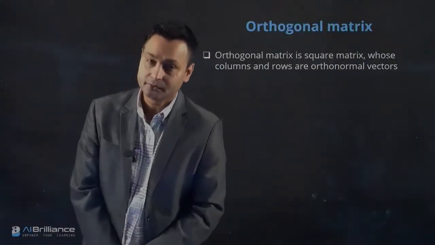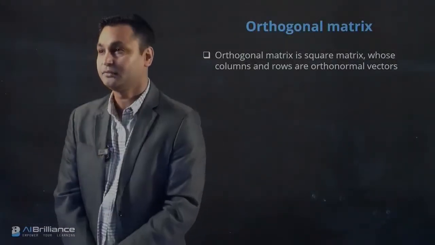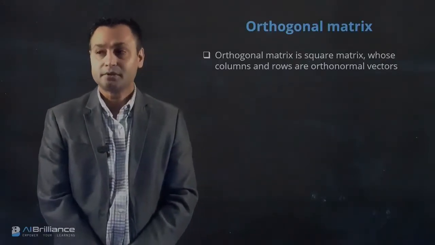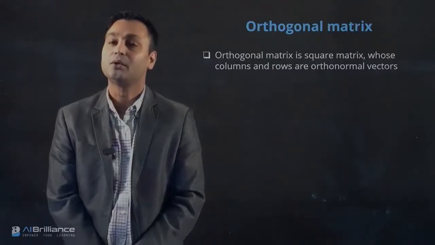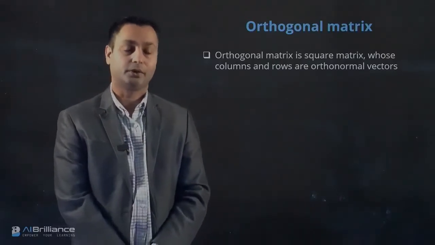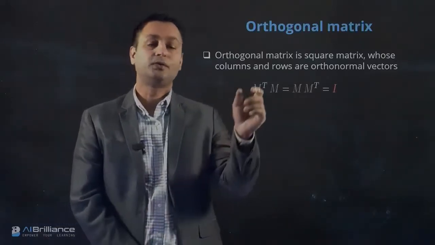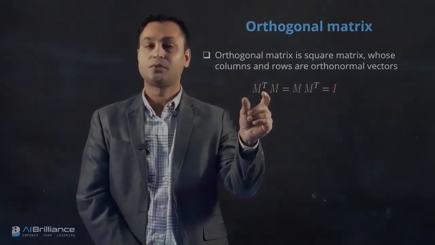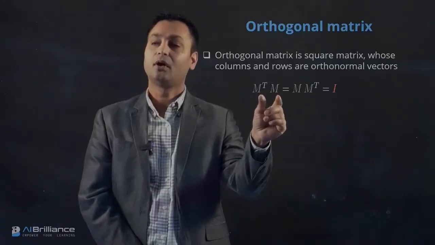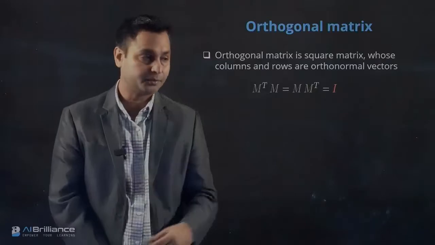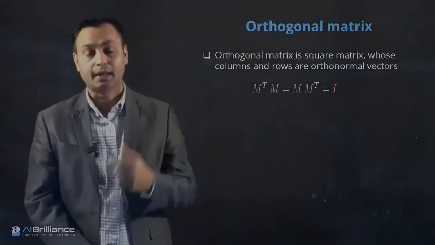So let's come to the second concept of this lecture, which is orthogonal matrix. An orthogonal matrix is a square matrix whose columns and rows are orthonormal vectors. And if that's the case, then we have this property: if you take the matrix M, take its transpose and multiply that by M, or equivalently you multiply M on the right-hand side by M transpose, then that will result in an identity matrix.